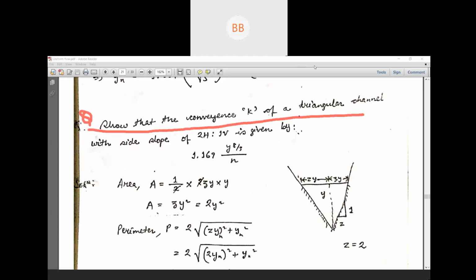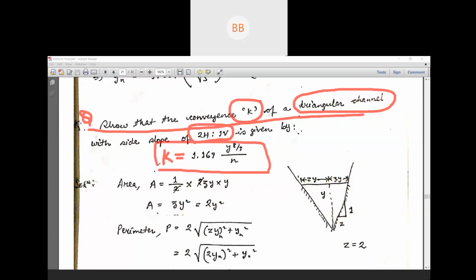So in this numerical, what is given? We need to derive an expression for K for a triangular channel, and the side slope of the triangular channel is 2 horizontal to 1 vertical. We have to derive that K for that particular triangular section is 1.169 y to the power 8 by 3 divided by n.